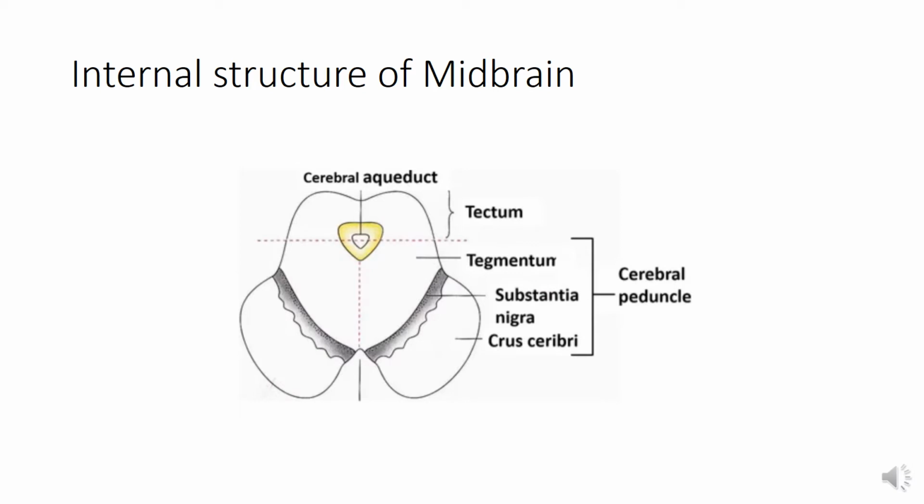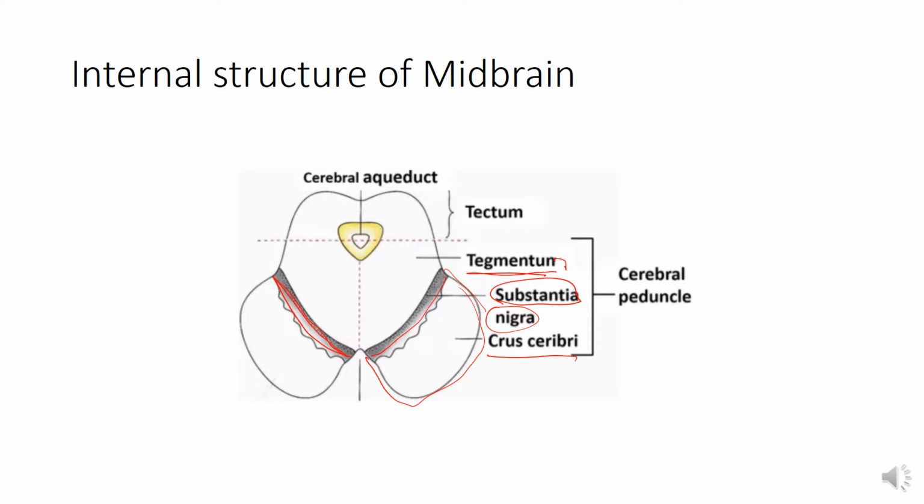Internal structure of the midbrain. Now the midbrain comprises two lateral halves called the cerebral peduncles. Each of these is divided into an anterior part, the crus cerebri, and a posterior part, the tegmentum, by the pigmented band of gray matter, the substantia nigra. So here you can see this is the anterior part, the crus cerebri, and this is the posterior part, the tegmentum, and they are divided by the substantia nigra.